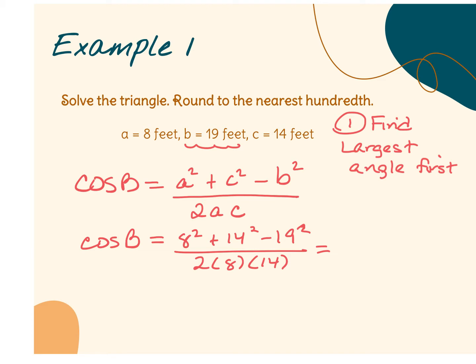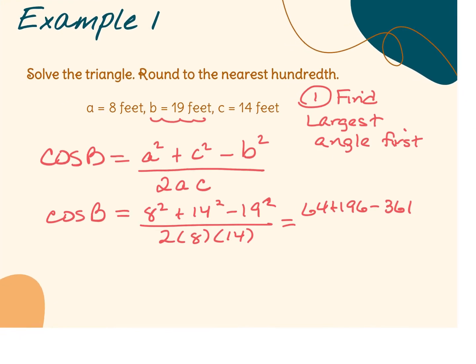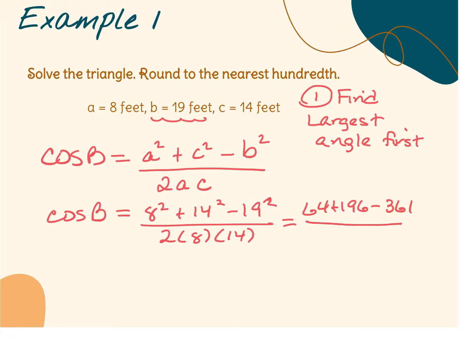So here, 8 squared is 64. 14 squared is 196. And then 19 squared is 361. Then for the denominator, I'm going to multiply 2 times 8 times 14, and that gives me 224. I'm going to go ahead and add my numerator.